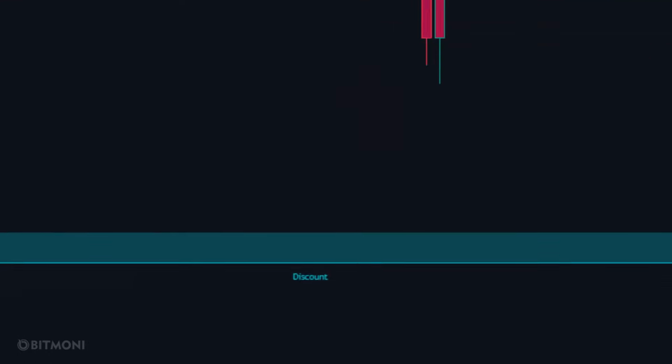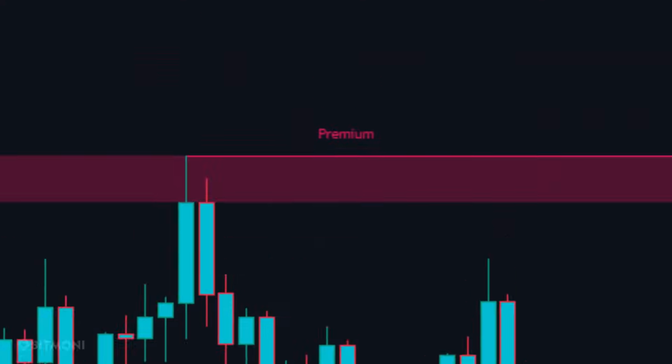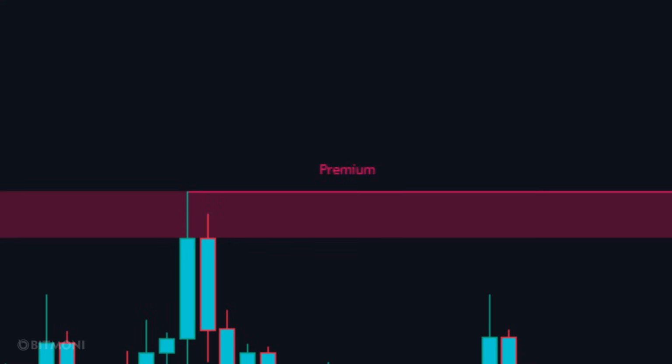The blue zone represents the discount area, indicating a price level where the asset is considered cheaper and potentially favorable for buying opportunities. The red zone marks the premium area, suggesting the asset is trading at a higher than average price, often seen as a potential selling opportunity.